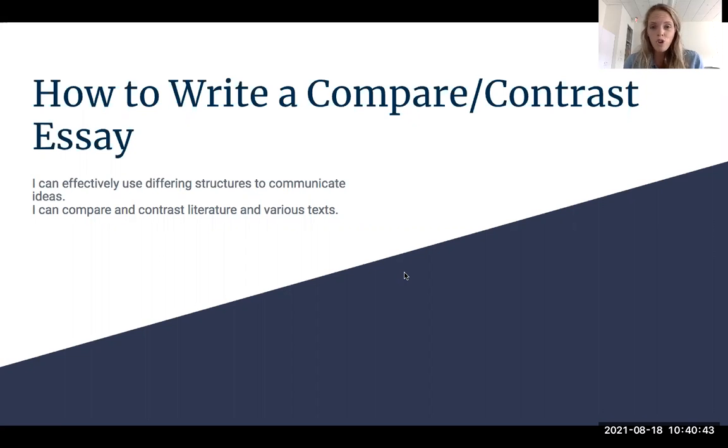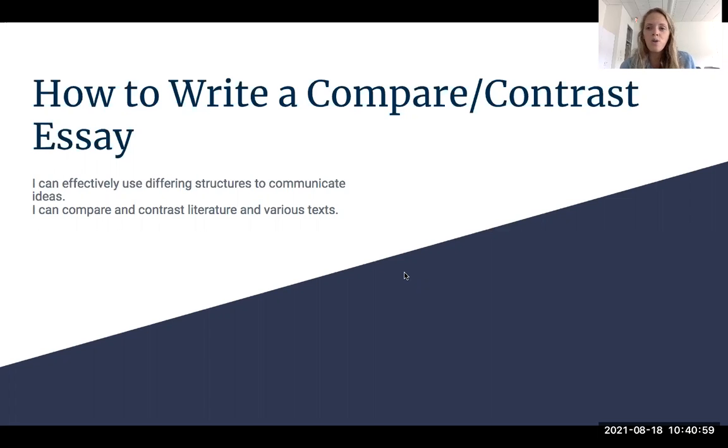Okay, so we want to make sure often when we think compare contrast, everyone just thinks what's different about them. But we also want to think about what is the same. There are a few different structures that you can use when writing a compare contrast essay, and those I will show you in this lesson. The goal is to have you understand those by the end.